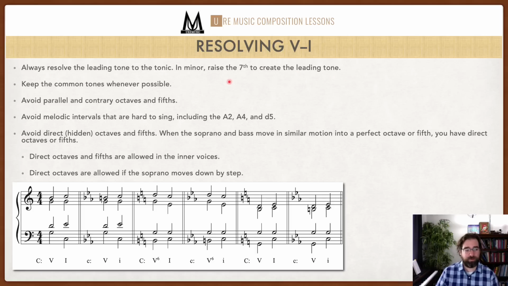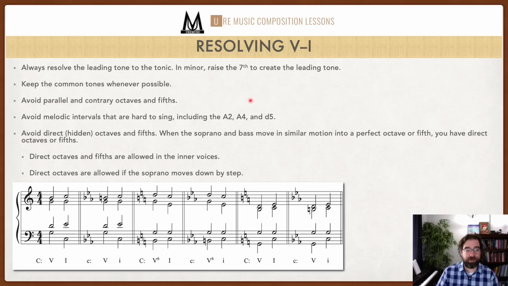Keep the common tone whenever possible. Look at all of these. Common tone, common tone, common tone, common tone. Look at the leading tone. Leading tone resolves, leading tone resolves. Leading tone in the bass, it's resolved by the nature of the chord progression. Leading tone resolves, leading tones resolving.